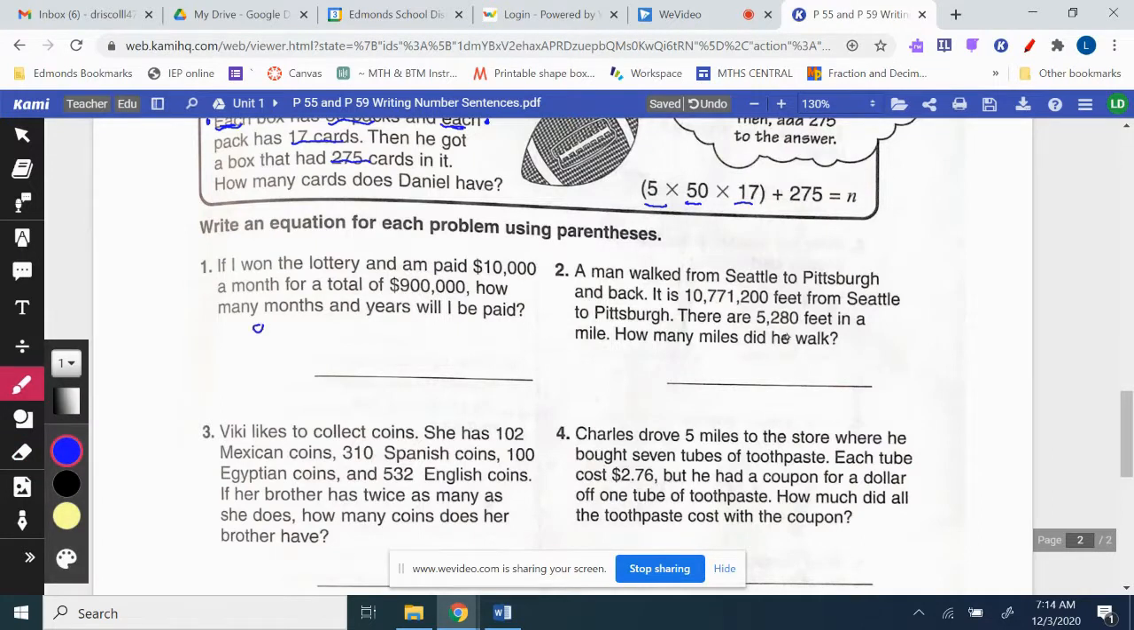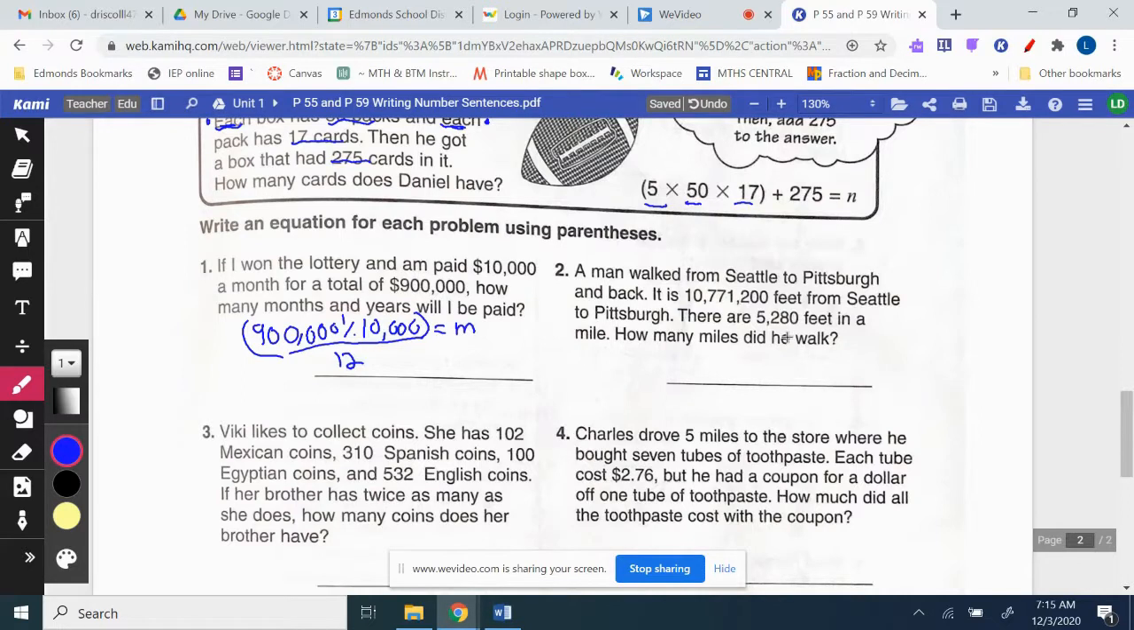So I'm going to go 900,000 divided by 10,000. And what that's going to do is give me my months. So I'm going to do this first. And then I'm going to divide all of that by 12 because there's 12 months in a year. And today, all we're doing is writing the equation. So let's try another one.